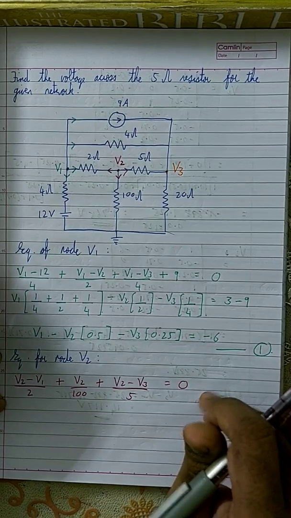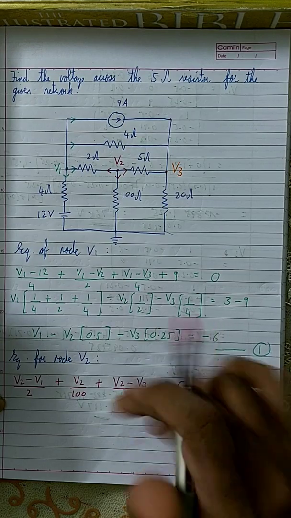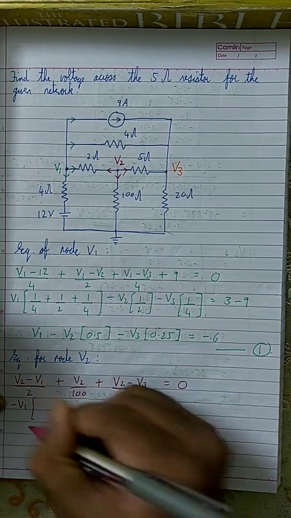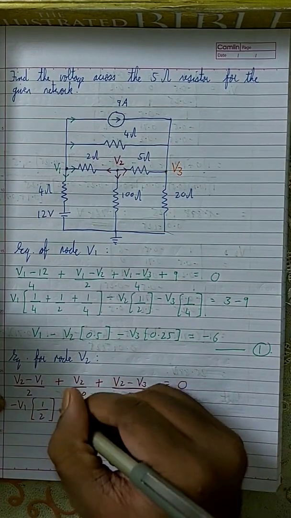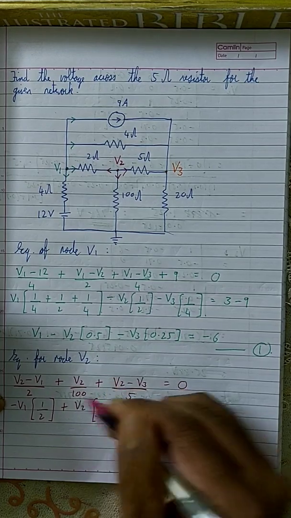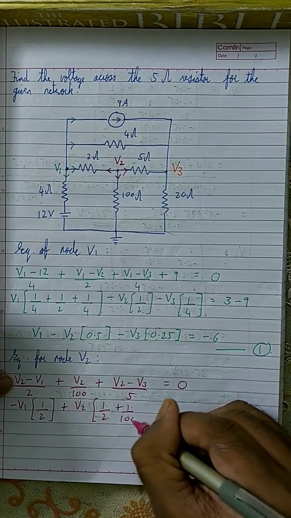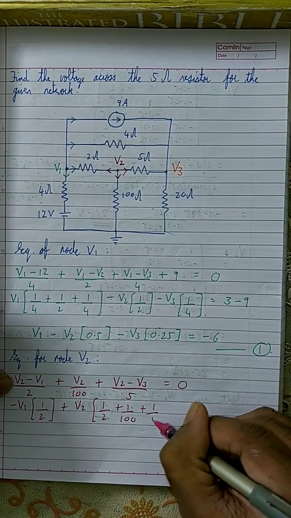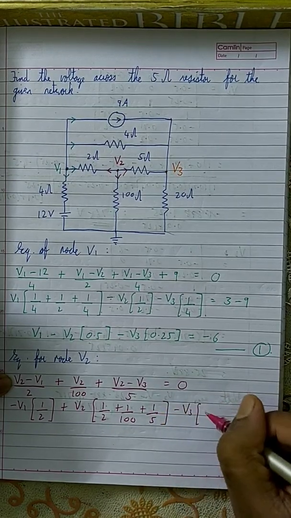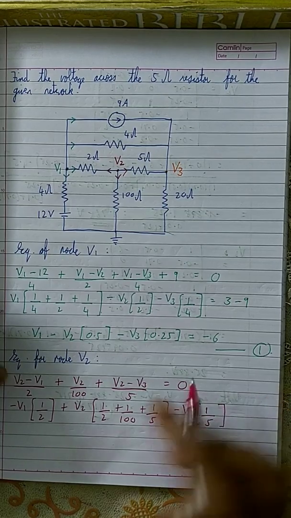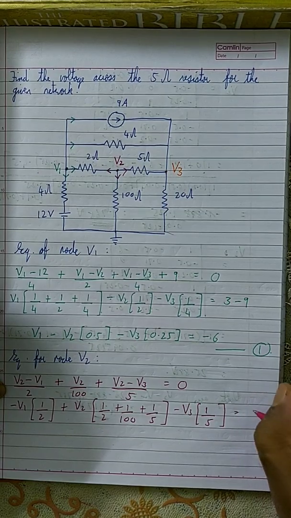So this will now become minus V1 into, and V1 is already only over here, right? So it's 1 by 2. Minus V1 into 1 by 2 plus V2 into, and V2 has 3 terms: 1 by 2 plus 1 by 100 plus 1 by 5, minus V3 into 1 by 5. Are there any constants over here? No, no constants, there's no other value, only V2, V1, V3. So this is equal to 0.